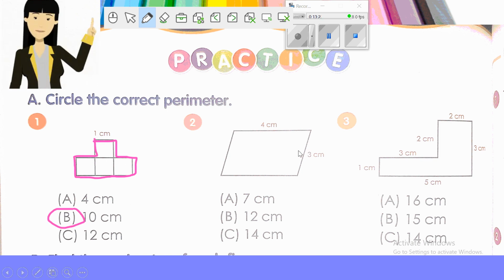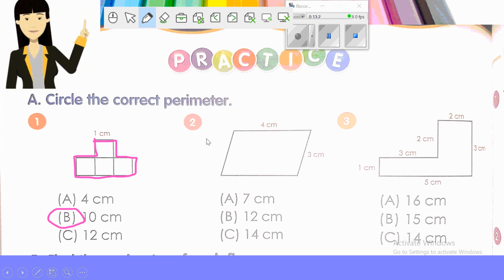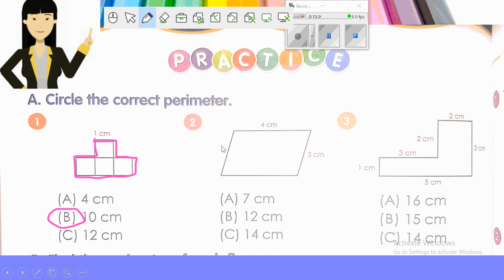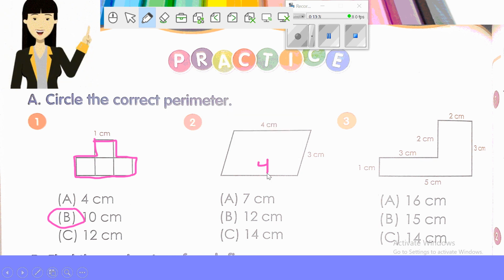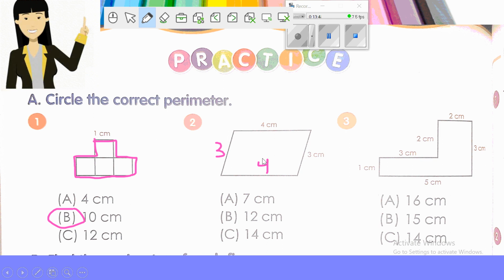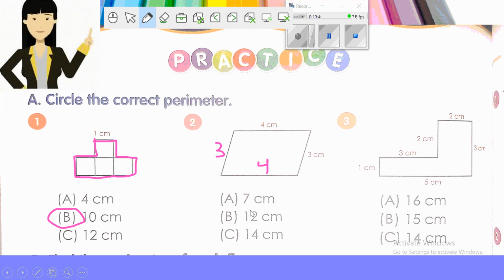Now here is a parallelogram. The opposite sides are all the same. Yes, so if this one is 4, this will be 4. Here is 3, the opposite will be 3. Let's add together. 4 plus 4, double of 4, 8. Double of 3, 6. 8 and 6, it will be 14.